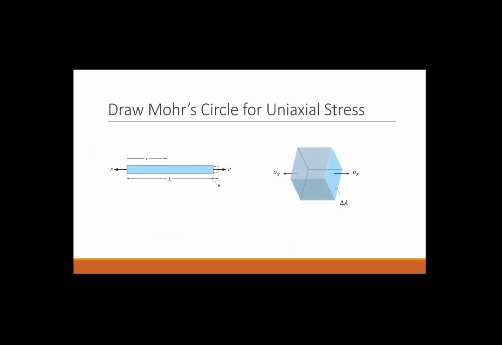All right, so you're not going to turn this in, but I do want you to attempt this before I show it to you. So go ahead and draw the Mohr circle for the uniaxial stress state. Uniaxial stress means we have this one normal stress and no other stresses acting on the material.